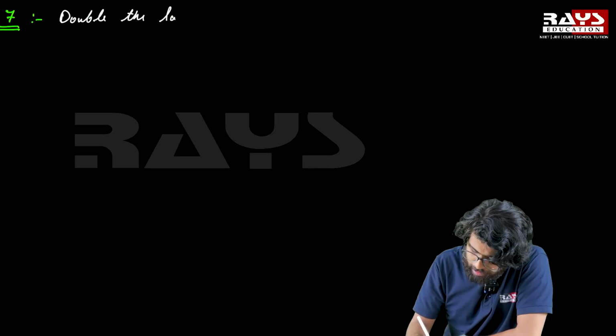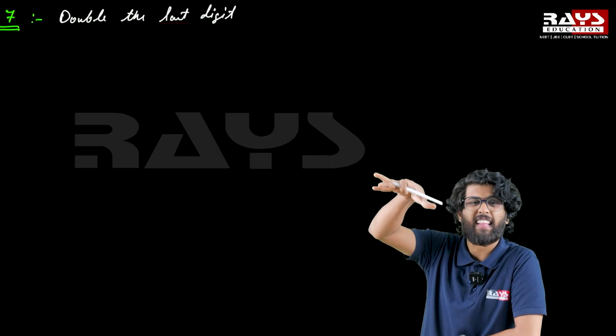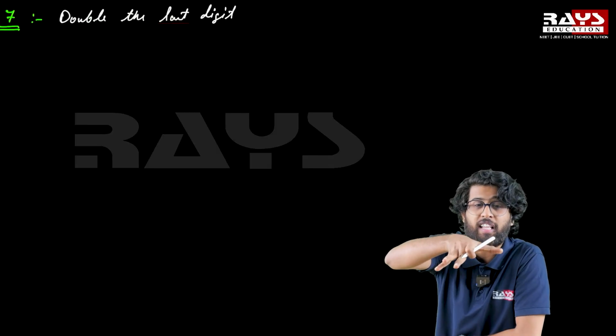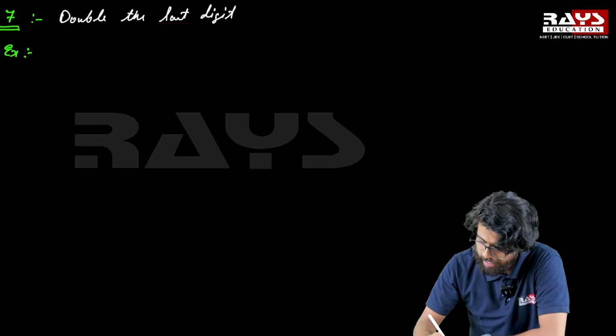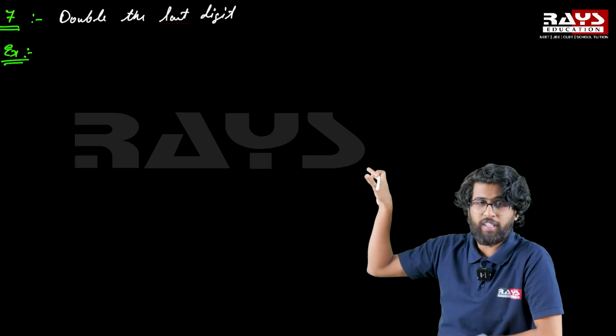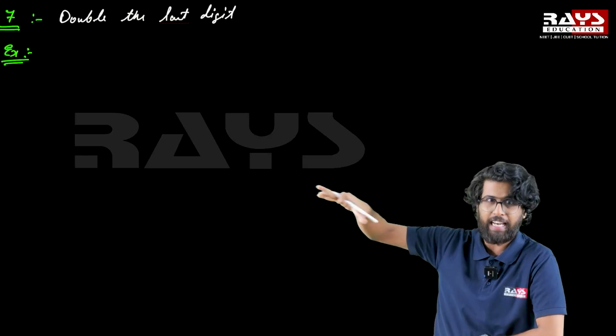Double the last digit and subtract the rest. Let's give an example now. Only the shortcut I am writing here, okay? By reading the shortcut, every divisibility rule should come to your mind in detail.